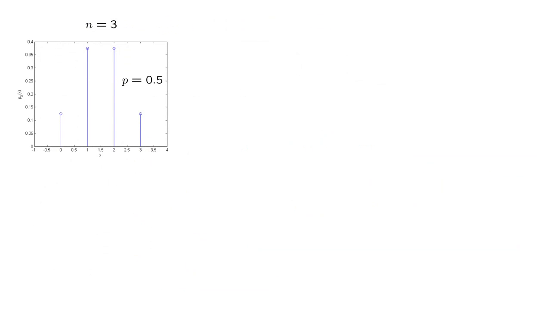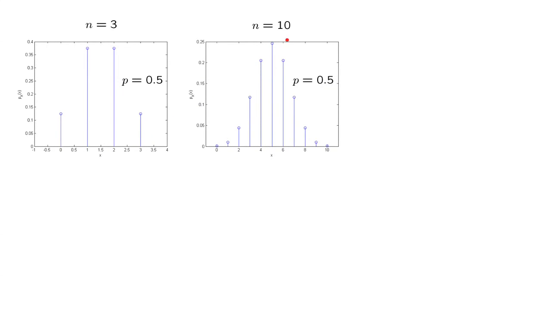To get a feel for the binomial PMF, it is instructive to look at some plots. So suppose that we toss the coin 3 times and that the coin tosses are fair, so that the probability of heads is equal to 1/2. Then we see that 1 head or 2 heads are equally likely, and they are more likely than the outcome of 0 or 3 heads. Now, if we change the number of tosses and toss the coin 10 times, then we see that the most likely result is to have 5 heads, and then as we move away from 5 in either direction, the probability of that particular result becomes smaller and smaller.